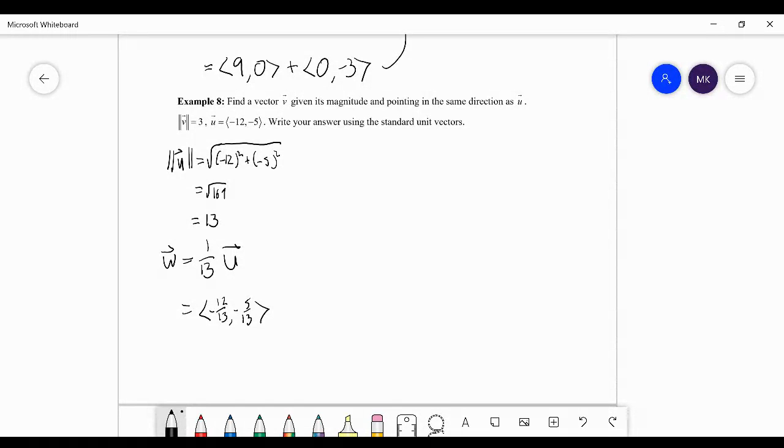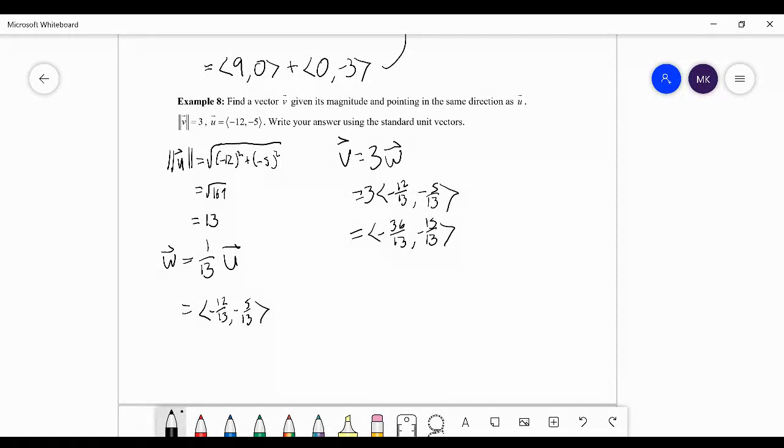So now what we need to do is, that means that v, the vector v, is equal to 3 times the vector w. Just 3 times negative 12 13ths, negative 5 13ths, which is equal to negative 36 13ths, negative 15 13ths.